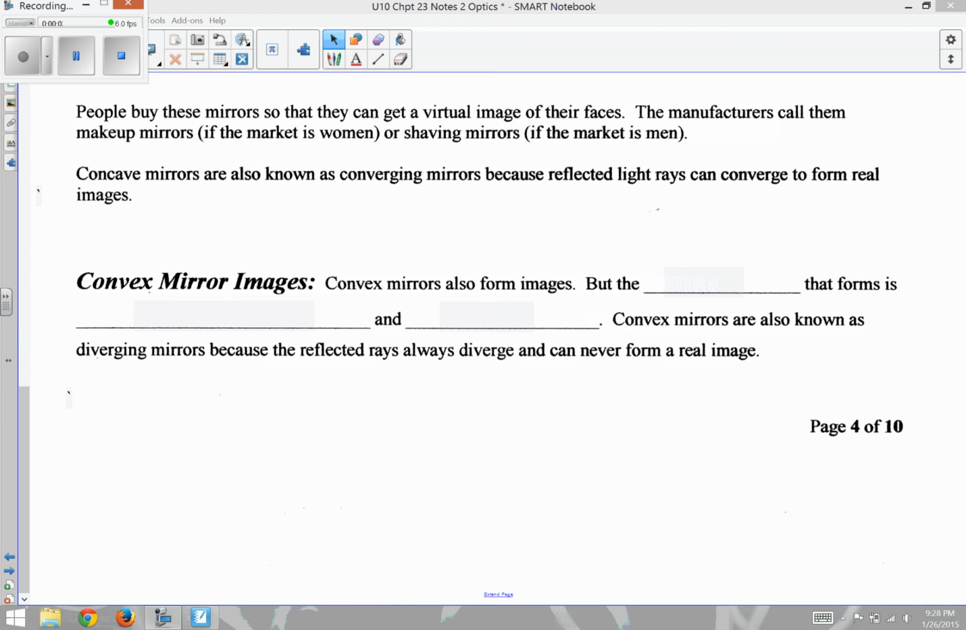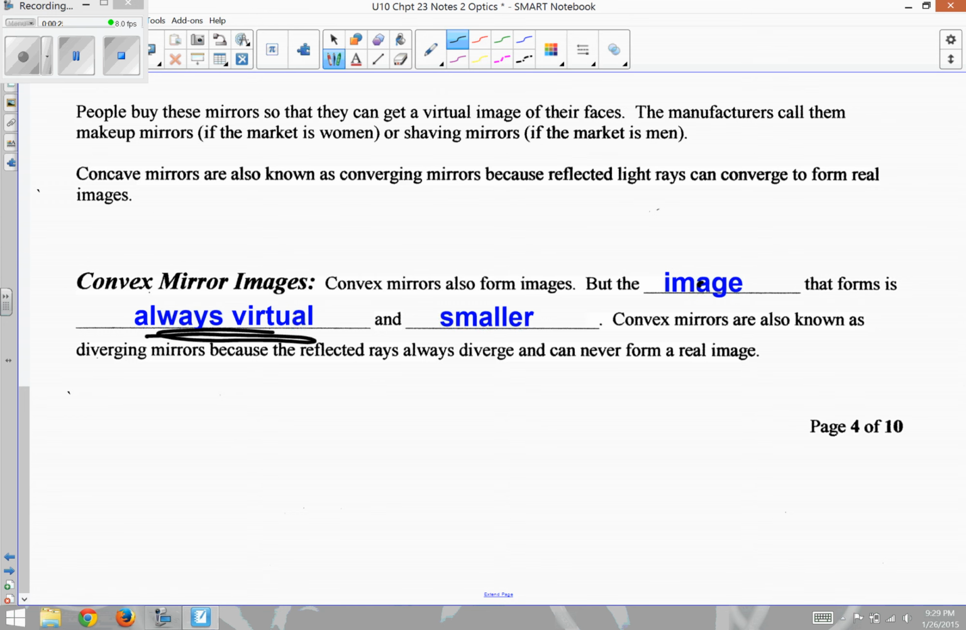We're going to move on to convex mirrors, and then we will be done with this video. So, convex mirror images. Convex mirrors also form images, but the image that forms is always virtual and always smaller.